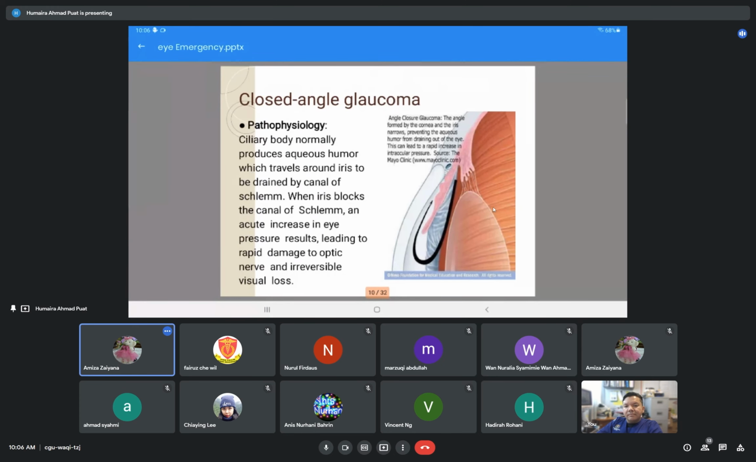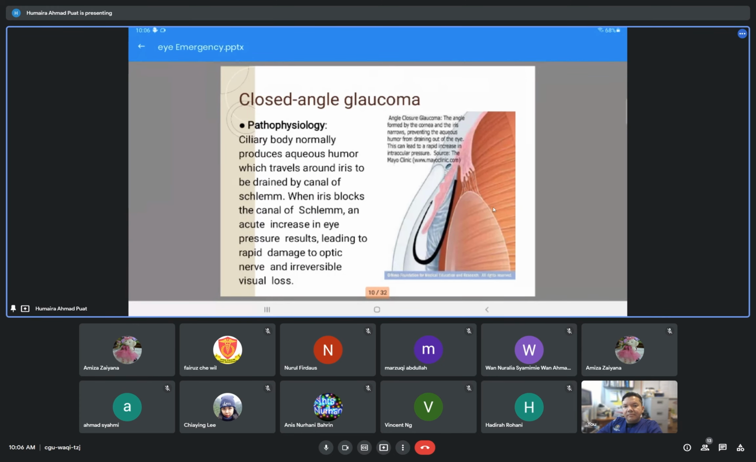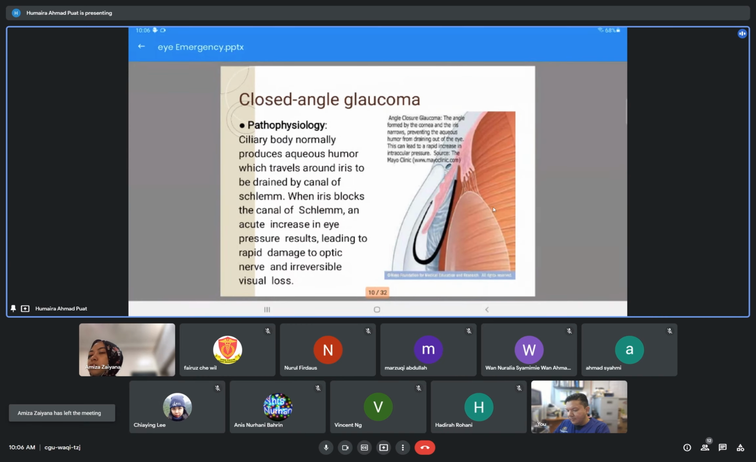Okay. Then for closed angle glaucoma, the pathophysiology is because the ciliary body normally produces aqueous humor which travels around the iris to be drained by the canal of Schlemm. When the iris blocks the canal, there is an acute increase in eye pressure leading to rapid damage to the optic nerve and irreversible visual loss.